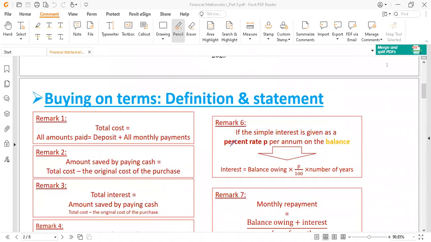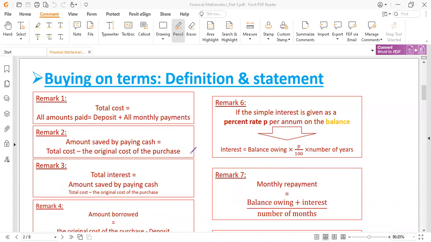Normally, when you are short of cash, you can buy and purchase some things on terms. As a consequence, when buying on terms, we should put a deposit. Then we have monthly payments. So the total cost, or all the amounts to pay, is equal to the sum of the deposit and all the monthly payments.